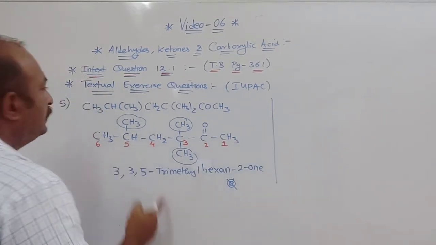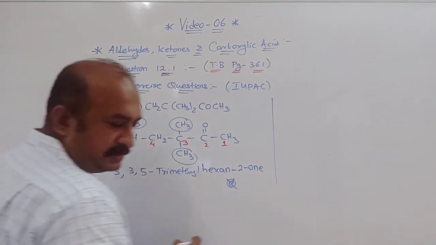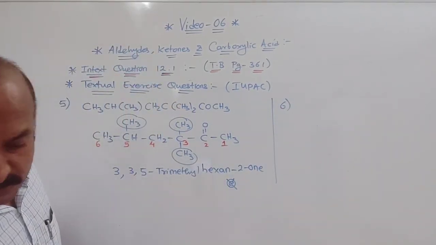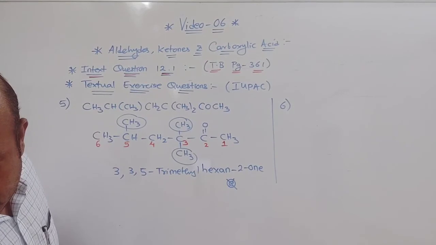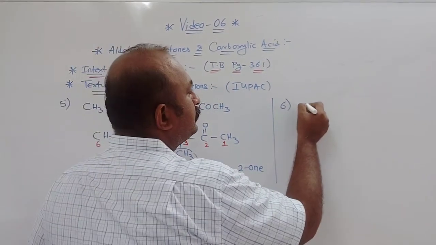Okay. So this was your structure number 5. Same way when you talk about the 6th structure, it is like this question. 6th question is CH3 thrice C CH2.